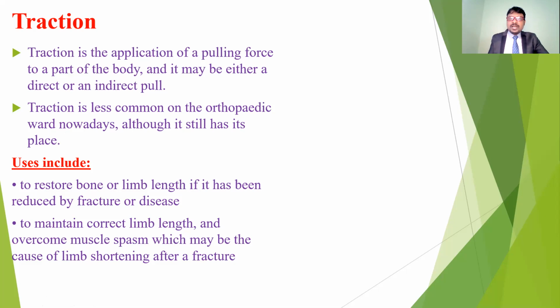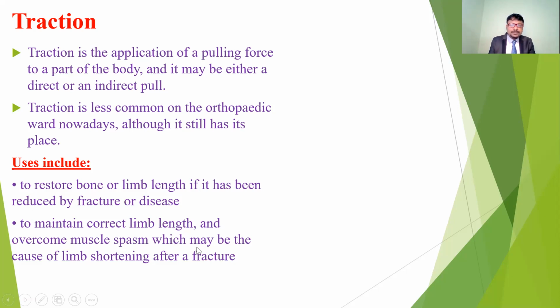So the uses of distraction are to restore the bone or limb length if it has been reduced by fracture or disease, and to maintain the correct limb length. In case of shortening because of fracture or displacement, or maybe an abnormal position of the limbs, there is a chance of getting a short limb length. If we give traction, we bring them into the normal position.